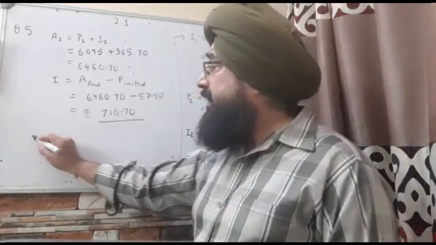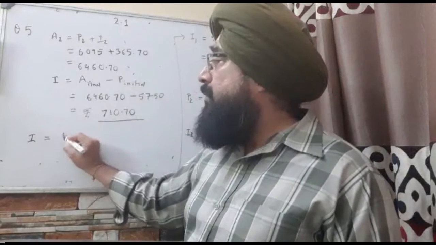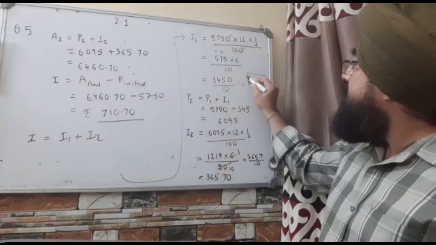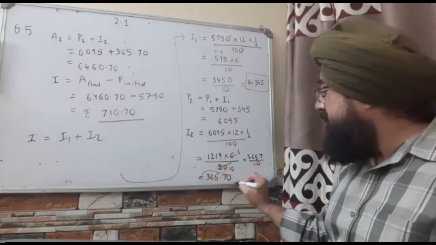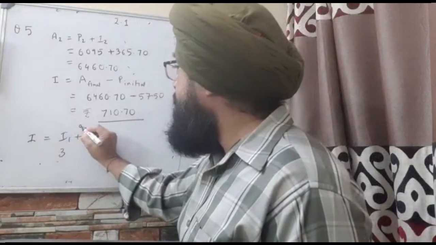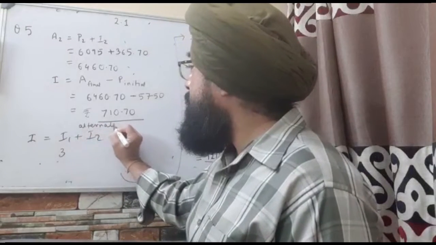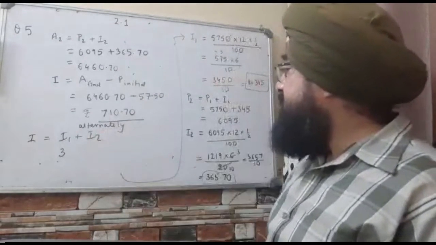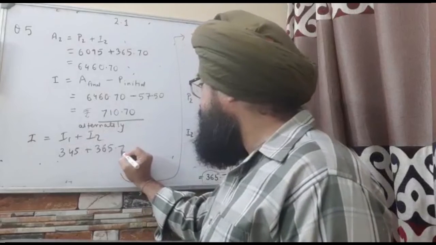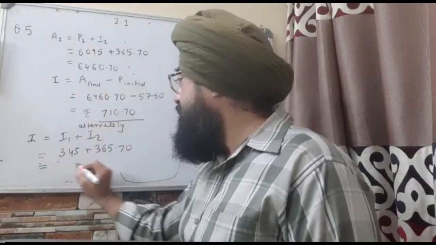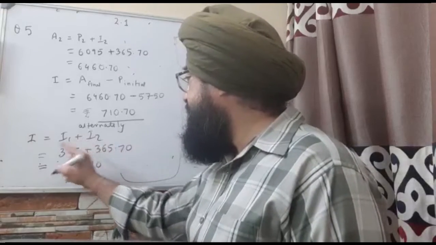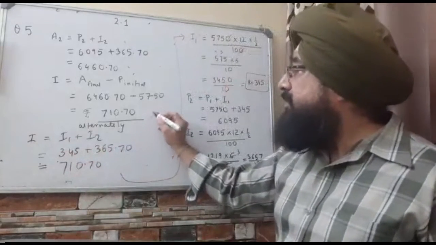And second way is more simpler, that is I will be equal to I1 plus I2. You have calculated your I1 here and you have calculated your I2 here. So simply I is equal to I1 plus I2. So you could have done, that is, this is alternately, not both things you have to do. This is alternately, you could have done this, that is 345 plus 365.70, and this comes out to be, you can see 0.70, 5 plus 5 is 10, carry 1, 10, 11, carry 1, 710.70, same as this, see.